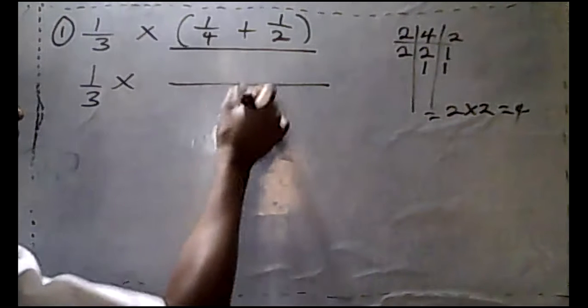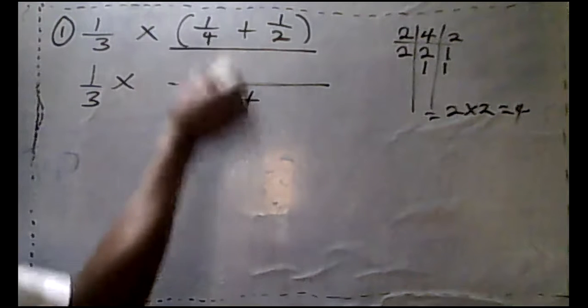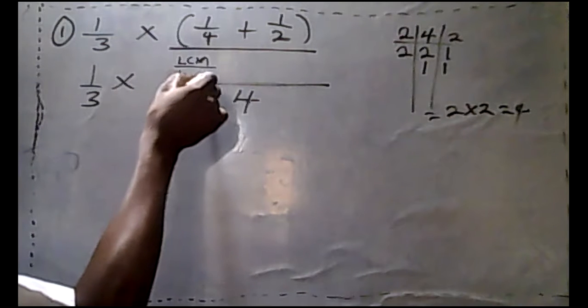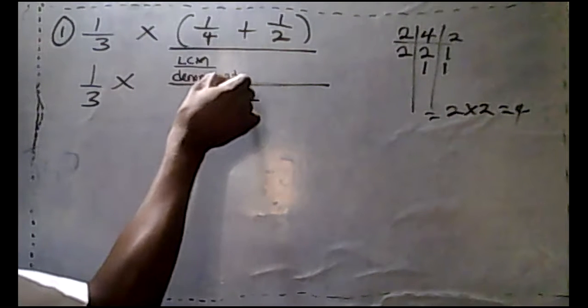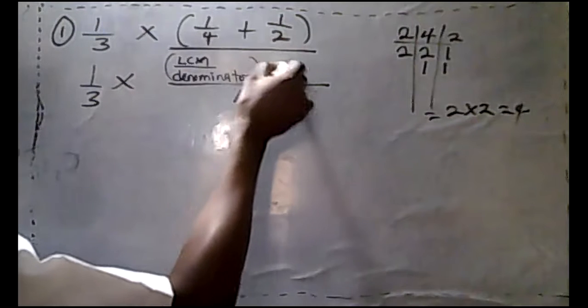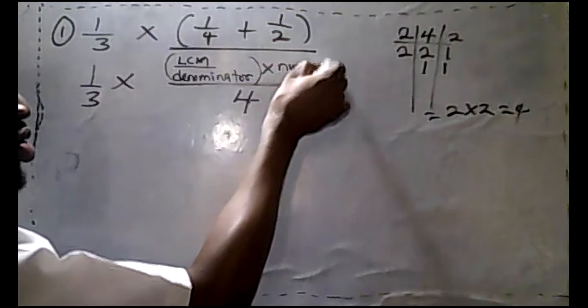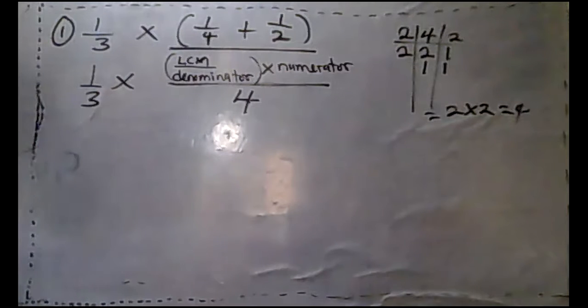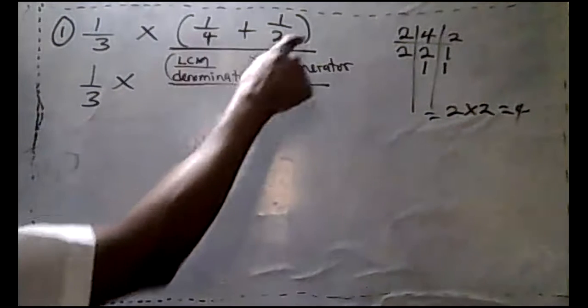Then you put that here, 4. 4 divided by 4, you say 1. The LCM divided by the denominator, all right? LCM over denominator, times numerator. Okay, so you do that for this and you do that for that.